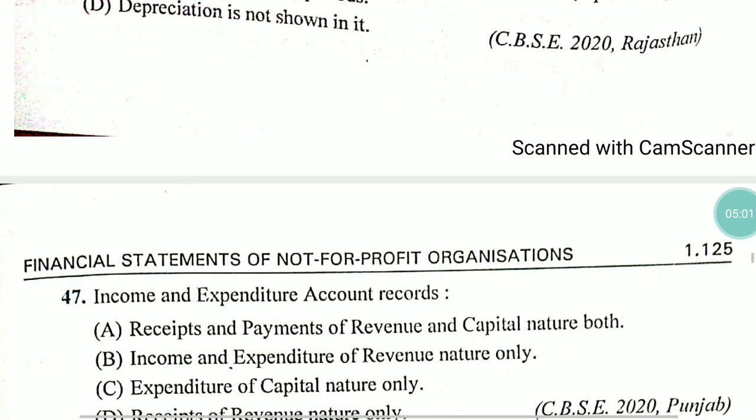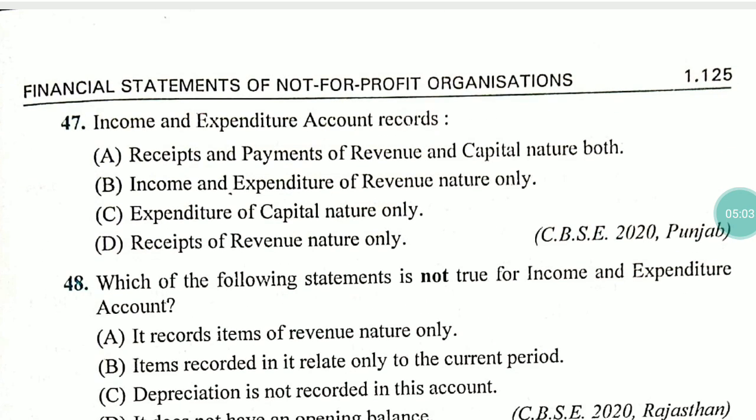So the next question is: income expenditure account records income, receipt and payment account of revenue and capital nature both. Income expenditure account: revenue nature only, expenditure of capital nature only, receipt of revenue nature only. So option B is the right answer because income expenditure always shows revenue nature.